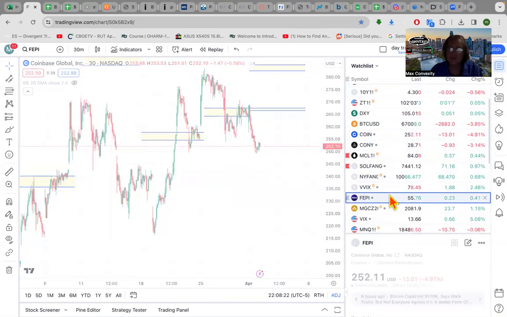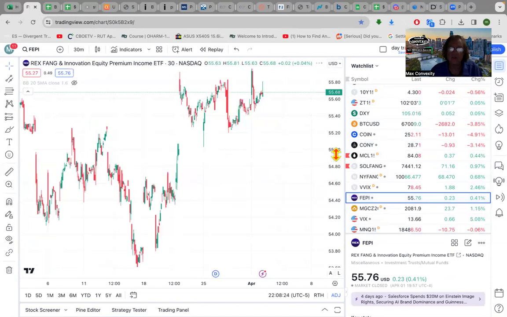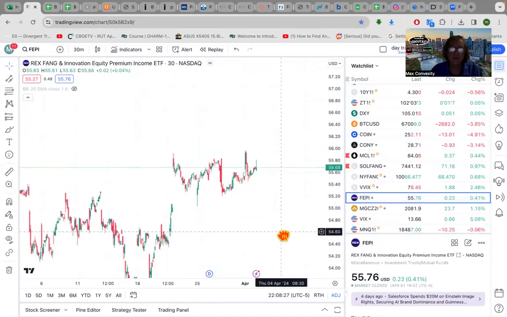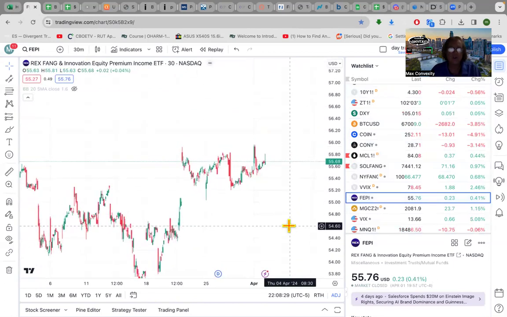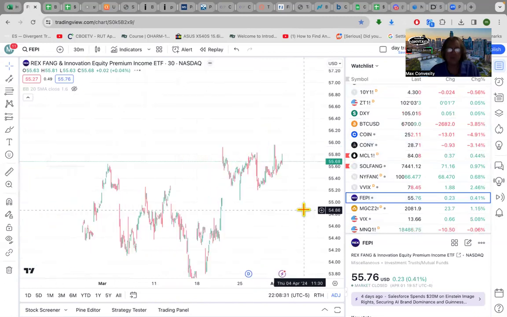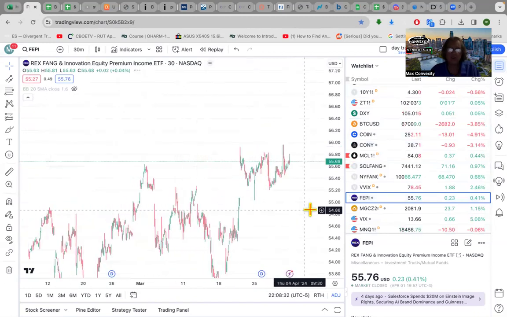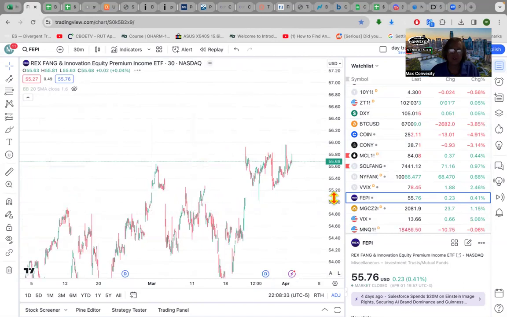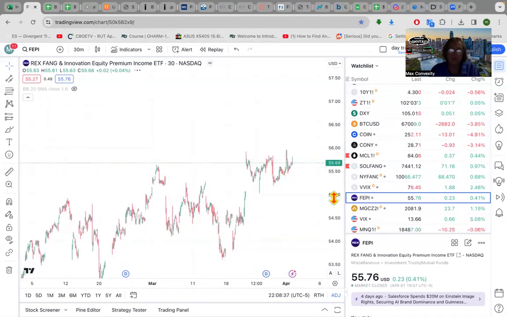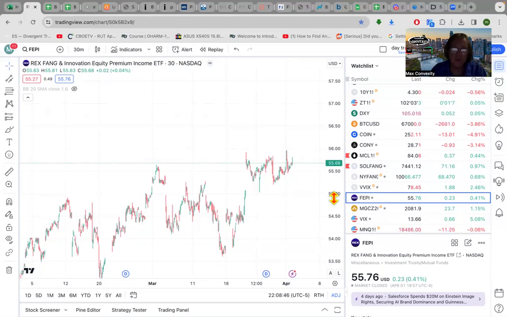Let's look at FEPI. We don't look at FEPI very often. FEPI looks good. It's a good looking chart. Higher lows. FEPI's just in an uptrend. That's just an upward trending chart, making higher lows and looking strong.